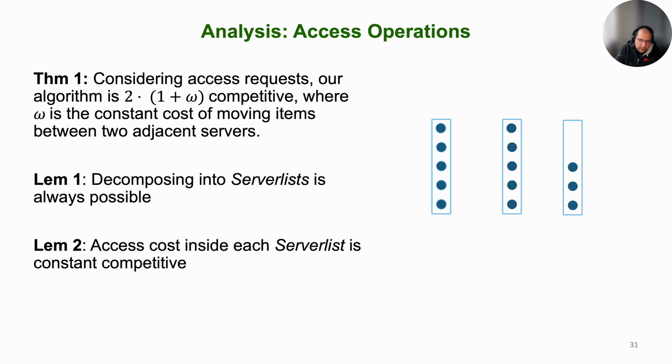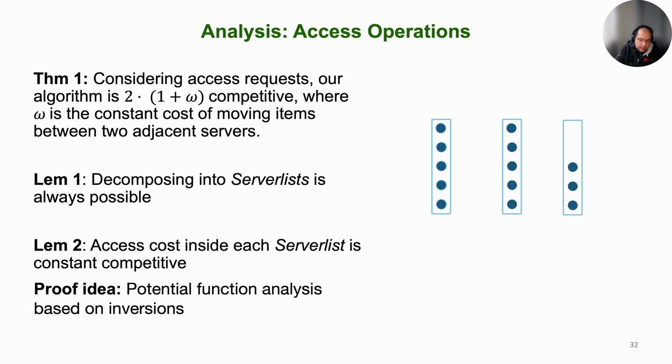And one of the other observations that we have is that the access cost inside this server list, that has the fixed capacity and can have multiple heads, is constant competitive in each server list. This can be done with a potential function on a space and an inversion. An inversion is the difference between how we position items in our algorithm and how an optimal would position a pair of items relative to each other. So if one of us puts one item in front of the other, and the optimal algorithm does the reverse, we would see an inversion. But it has some details on the definition of inversions that I would refer you to the full version of the paper for.